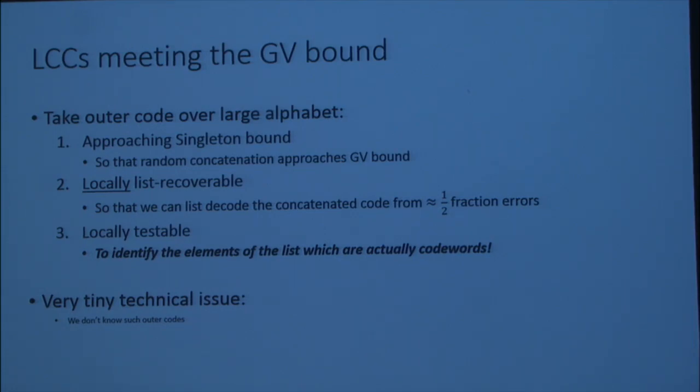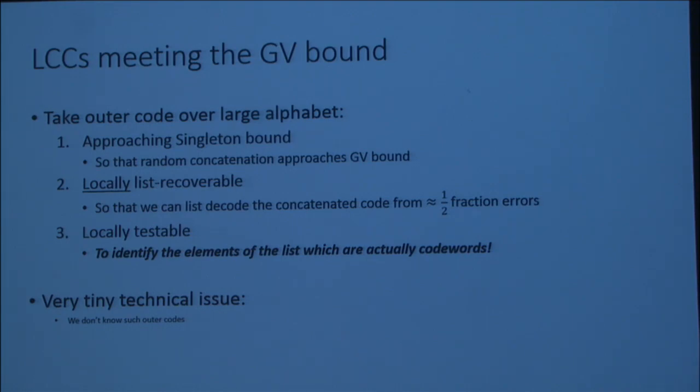Why doesn't list recoverability imply testability here? Can I just list recover? How do you choose at the end the one you like? So you have local list recoverability. Oh, I see. But at the end you have to output one. I see. So the radius for the local list recovery is going to be a little larger, and I want to find the one who's closest.